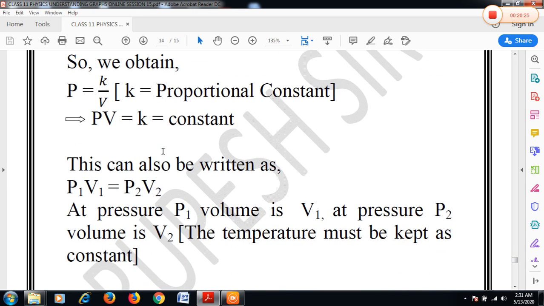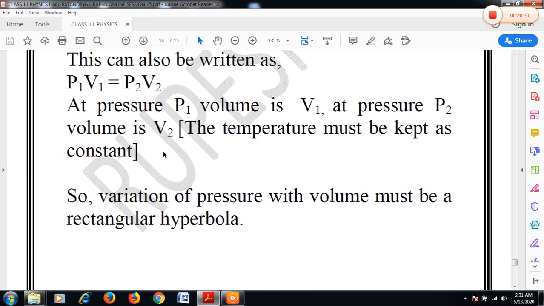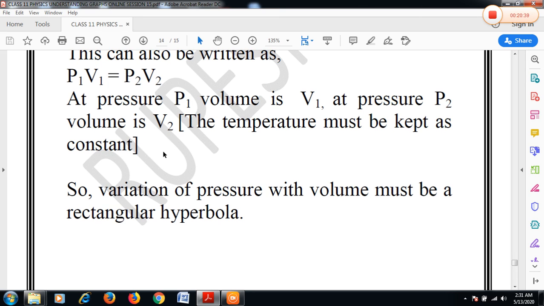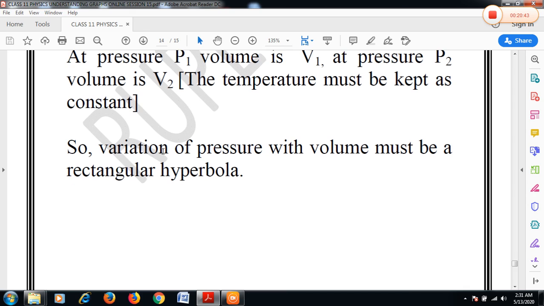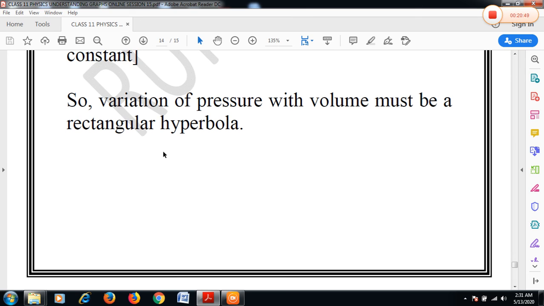This can also be written as P1 V1 equals P2 V2 and so on equals Pn Vn. Okay, at pressure P1 the volume is V1, at pressure P2 the volume is V2, and likewise at pressure Pn the volume is Vn, and likewise the temperature must be kept constant. Okay, isothermal process means the process at which the temperature is kept constant. Okay students, please remember that.